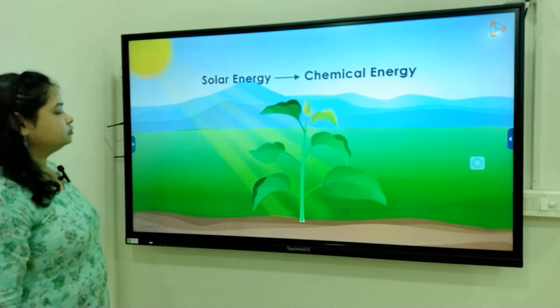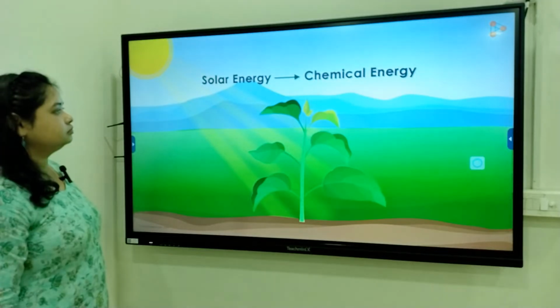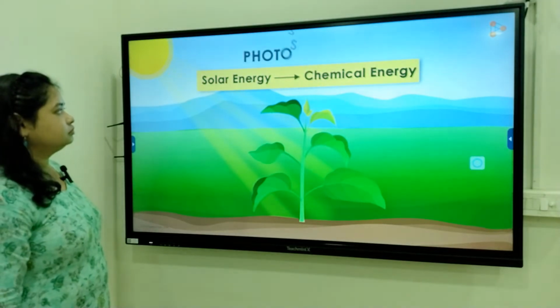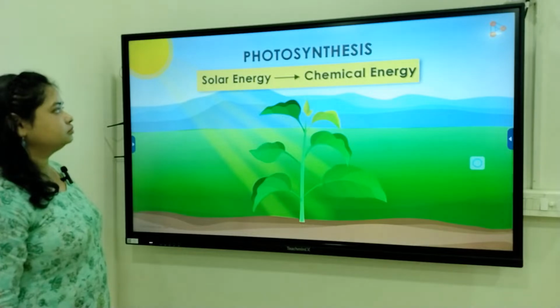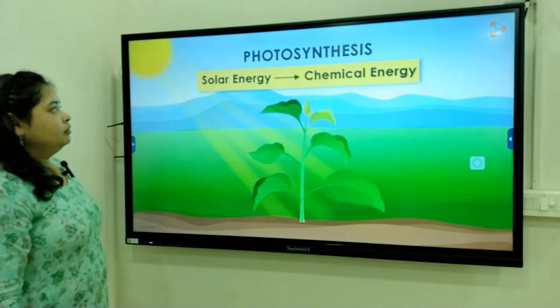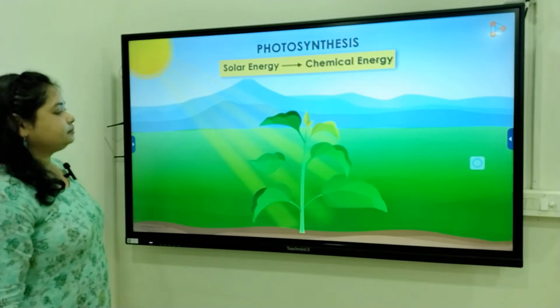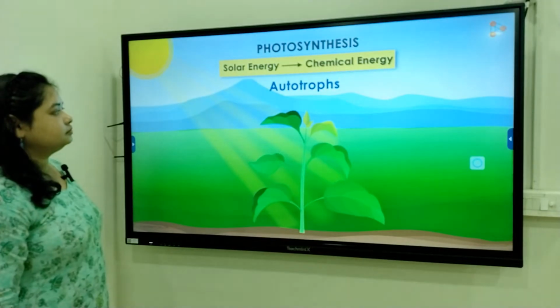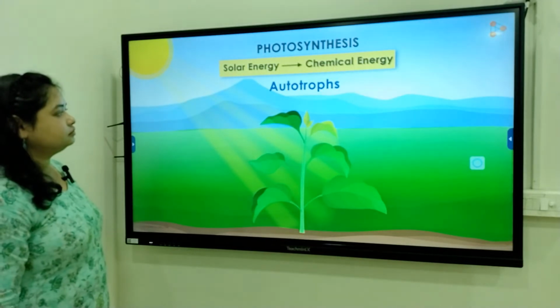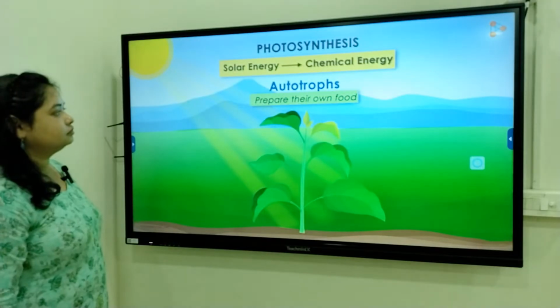Can you recall the name of the process for me? That's right. This process is called photosynthesis. And what are these green plants performing photosynthesis called? Yes, they are called autotrophs. Autotrophic organisms are those which are able to prepare their own food.